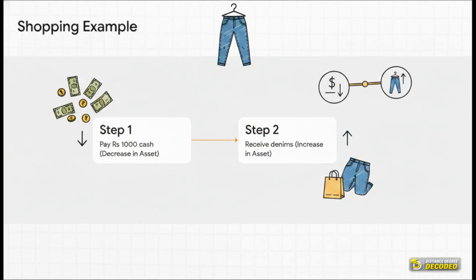To ground this in everyday reality, just think about buying a pair of jeans at the mall. You do step 1. You hand over 1,000 rupees in cash. Boom, you just lost an asset. But simultaneously, in step 2, you gain a brand new asset, the jeans. Your total wealth hasn't actually changed, it just shifted forms. Every giver is a receiver, keeping the whole business game perfectly balanced in the ledgers.